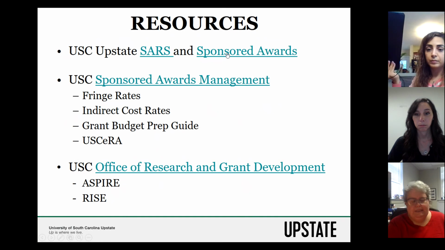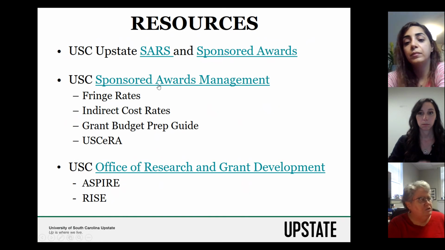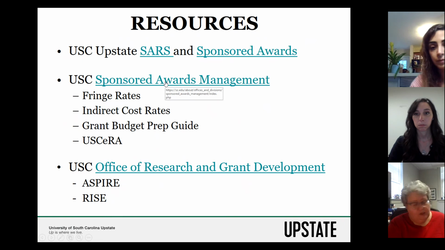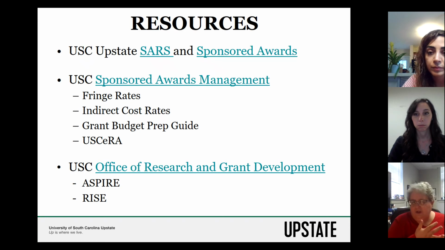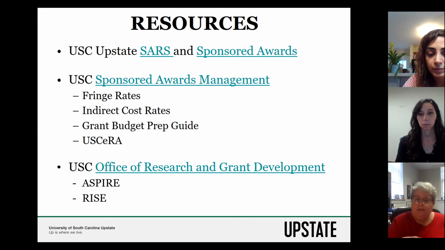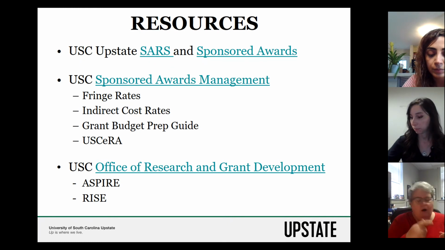A lot of what is listed on the Sponsored Awards page goes directly to the Sponsored Awards management page. So that would be things like fringe benefit rates. When you are writing in salary to a grant budget, you also need to write in the fringe benefits. So that's the South Carolina retirement, Social Security taxes, workers' comp, health insurance costs, all of those kinds of things. Those rates are always updated every 6 months, roughly. So I always encourage people to bookmark that page where those are listed because they update them so often.